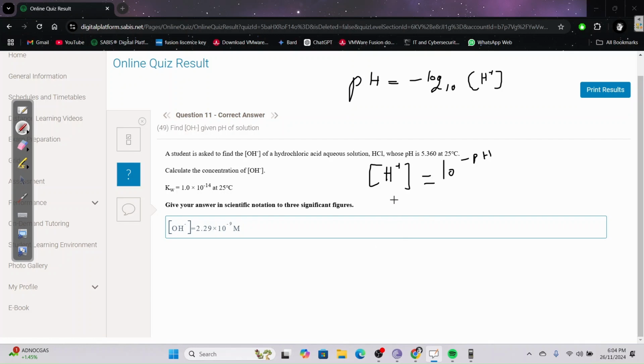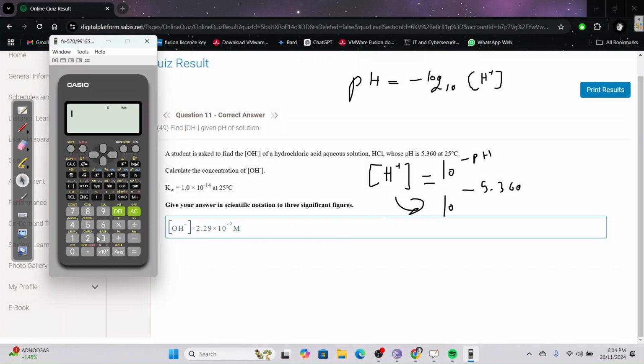So let's do it. The concentration of H plus is 10 to the power of negative 5.360, which means, let's do this on a calculator. 10 to the power of negative 5.360, but we don't need to write that. 4.365 times 10 to the power of negative 6. Okay, now, again, you should remember this formula.